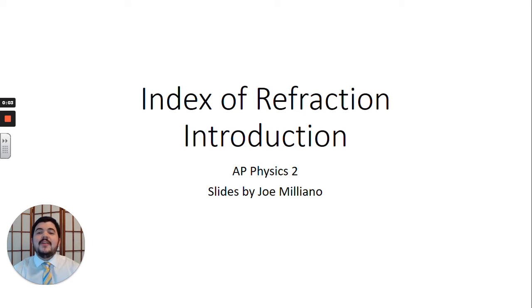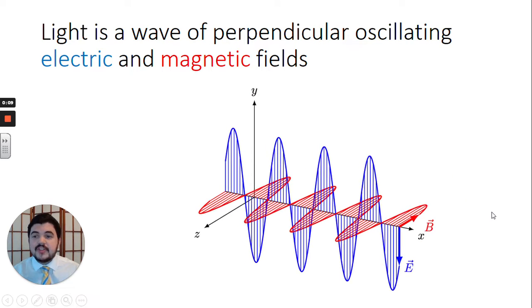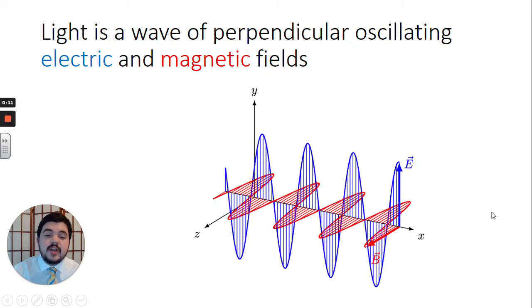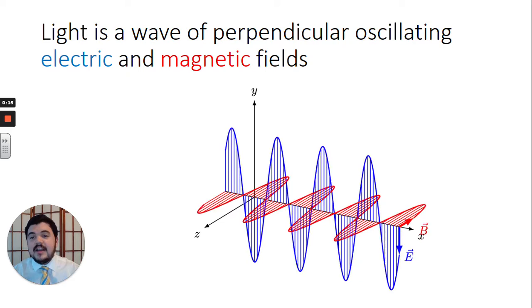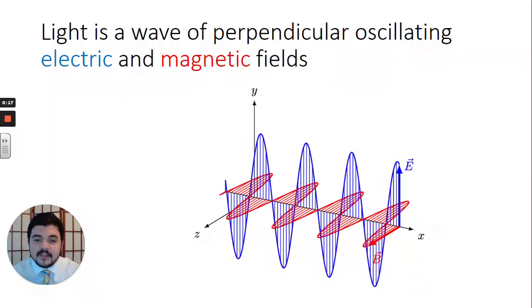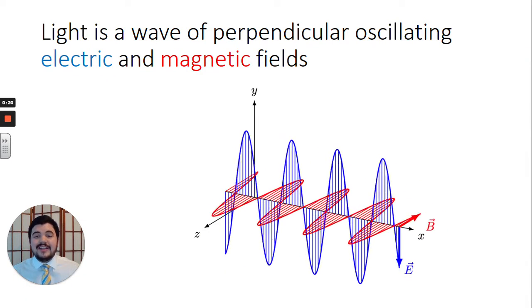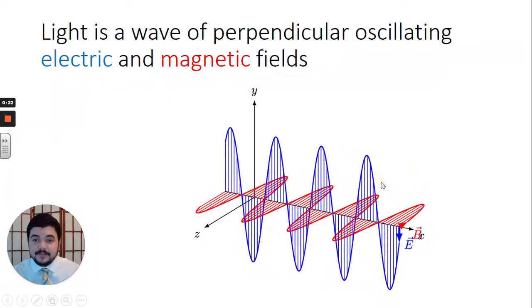Hey folks, in this video I will be introducing you to the concept of index of refraction. I want to remind you, last video we talked about light being a set of perpendicular oscillating electric and magnetic fields, and this creates what we call an electromagnetic wave.